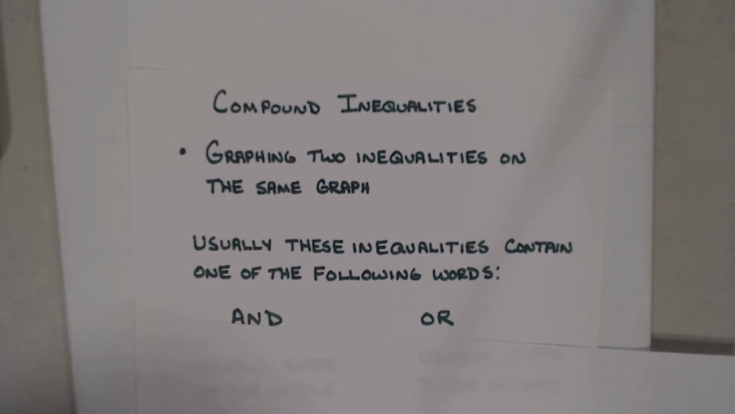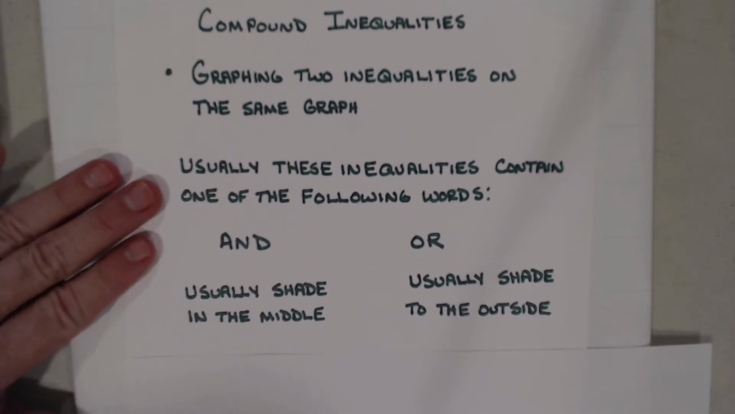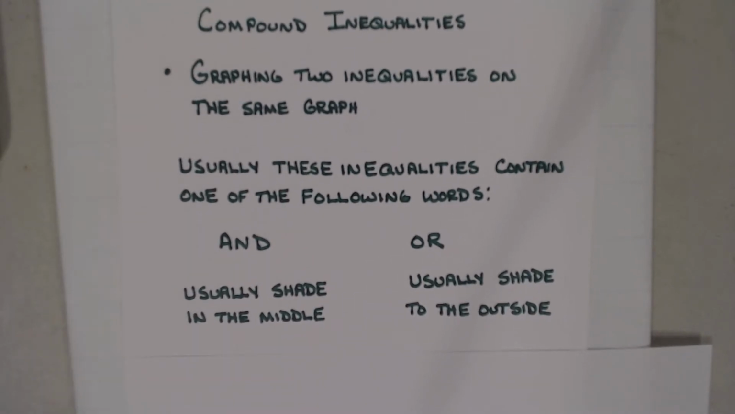Now since the word and, that means it has to satisfy both inequalities. And in the graph, that's shown by usually shading in the middle. If the inequalities have the word or, that means it can satisfy one or the other. Those are usually shaded to the outside. So a compound inequality is simply taking two inequalities and putting them together. And a lot of times they use one of the following words, and or. So let's look at an example.